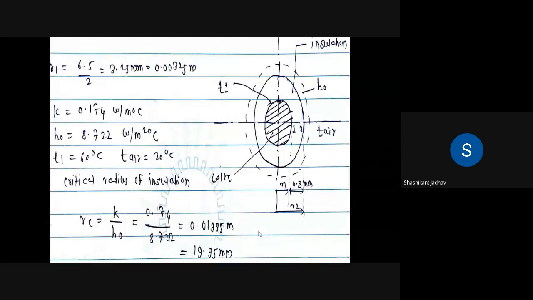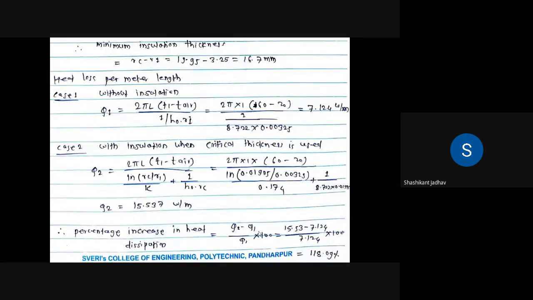And in the second problem, the radius of the insulation was not given. So in that case, first of all, we found the value of Q1 without insulation, using the formula for without insulation. In the second case, we considered the insulation as well as the critical radius, and by using that we solved for the value of Q2. From that we calculated the percentage increase in heat dissipation, that is (Q2 minus Q1) divided by Q1 times 100. Okay, so these are the two problems related to the critical radius of the insulation.